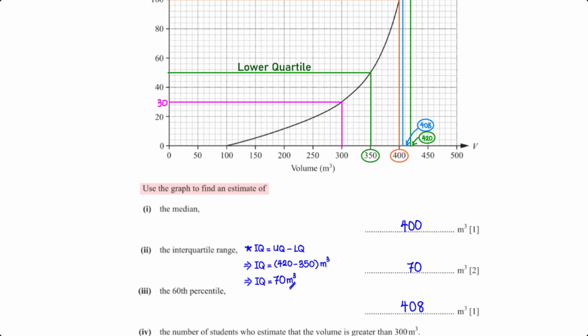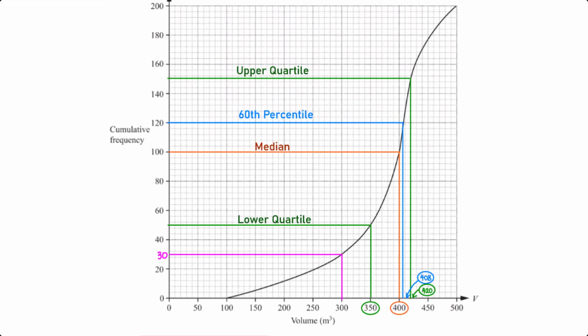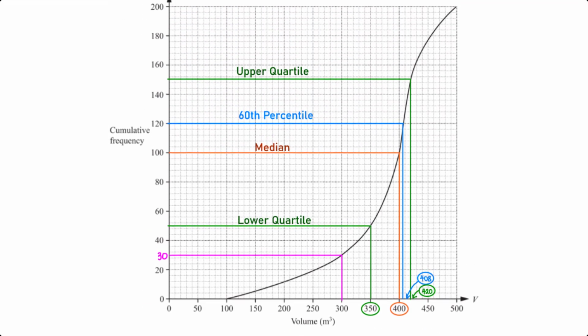Use the graph to find an estimate of the 60th percentile. To get the 60th percentile, we map 60% of 200, which is 120, on the diagram. This gives us 408 meters cubed.